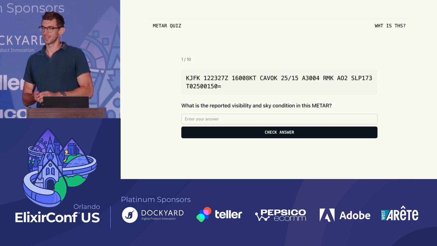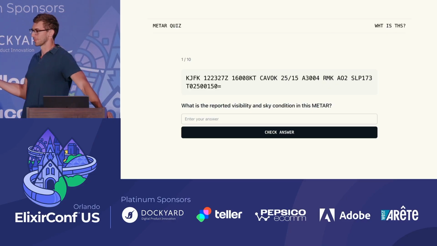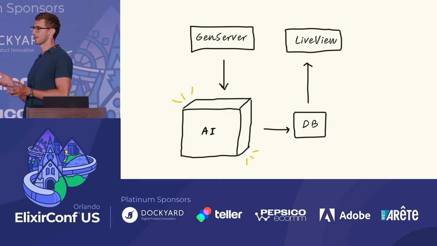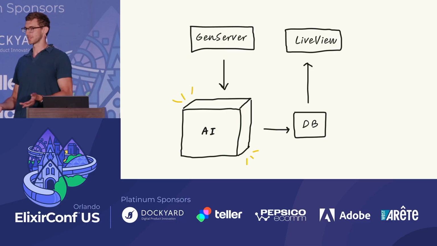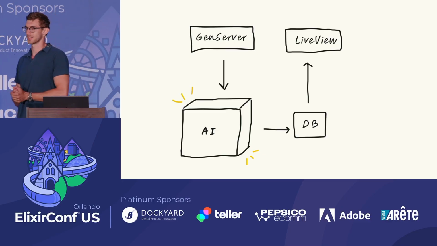So what I decided to do is I used GPT-4 in this case to generate a METAR from scratch and then also generate a question about that METAR. And so this GenServer generator pattern works really well whenever you want to build something that has a bunch of cached data that you then want to reference. And it builds that cached data using AI.